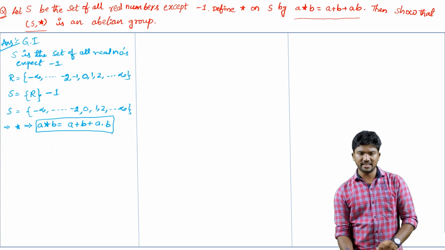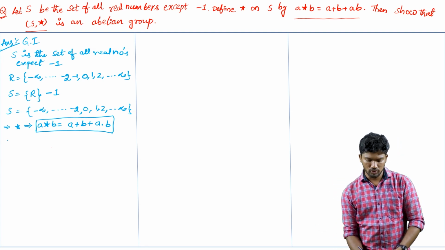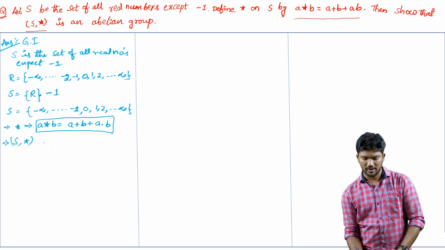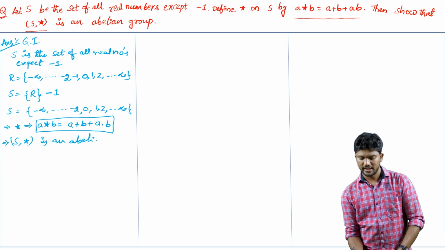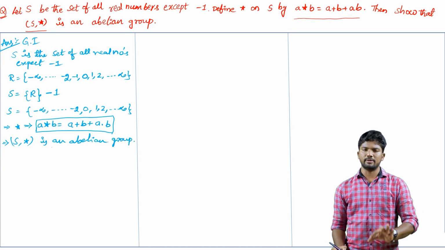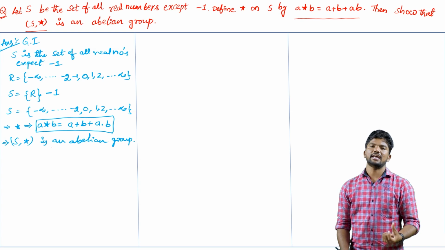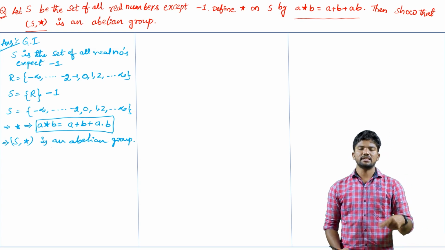Now by using this property, we have to prove that the pair S comma star is an abelian group. Okay, so S comma star is an abelian group. This is our claim. You can also write it as a claim.